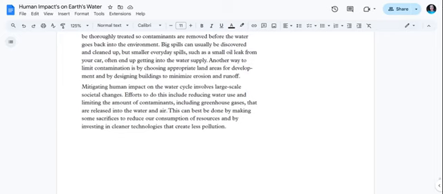Mitigating human impact on the water cycle involves large-scale societal changes. Efforts to do this include reducing water use and limiting the amount of contaminants, including greenhouse gases, that are released into the water and air. This can best be done by making some sacrifices to reduce our consumption of resources and by investing in cleaner technologies that create less pollution.